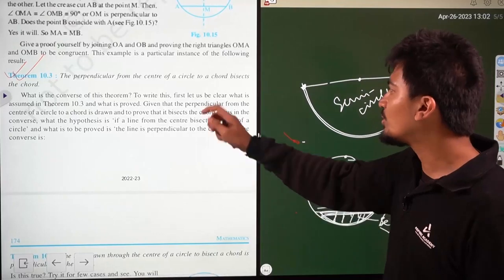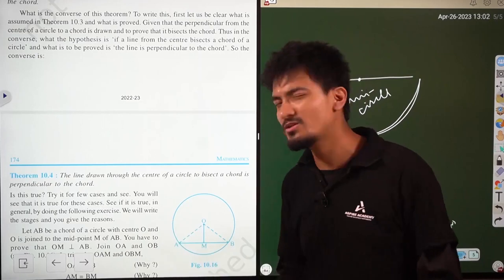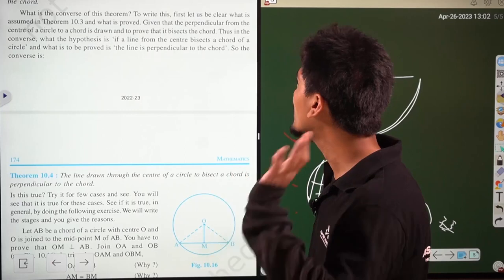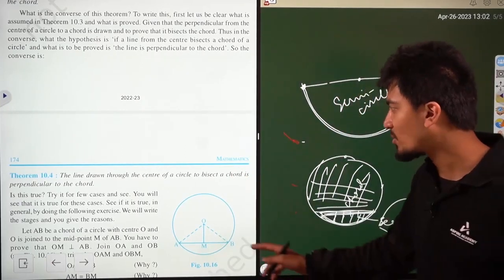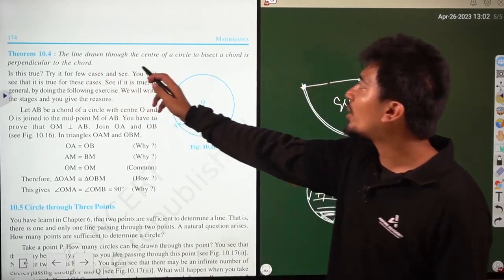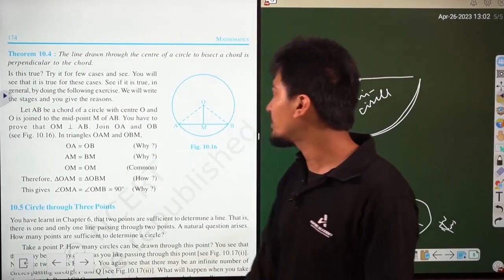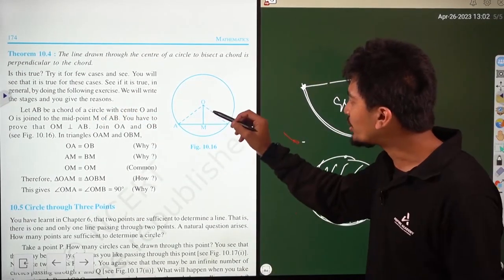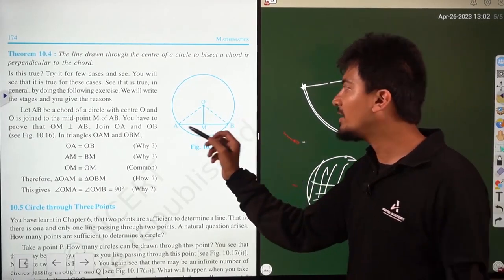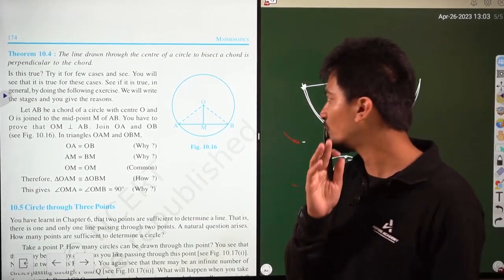You just need to know this line, otherwise the proof is not important and it is also not given here, so you don't need to know the proof. Just know that the perpendicular from the center of a circle bisects the chord. Theorem 10.4. Now see here, the line drawn through the center of a circle to bisect a chord is perpendicular to the chord. This OM is perpendicular to AB. This is what we need to prove.